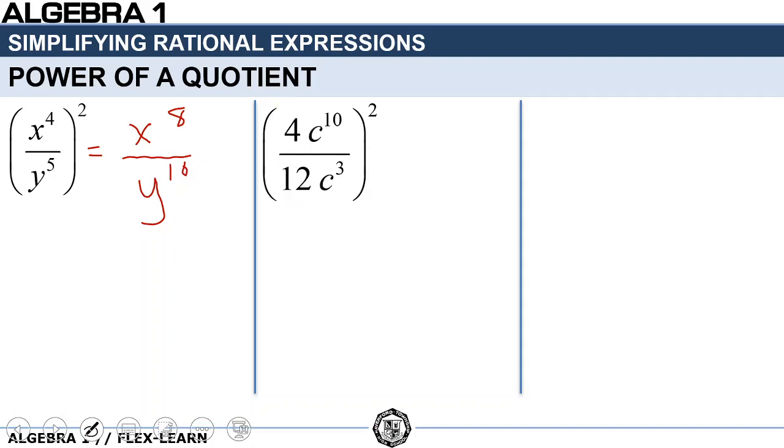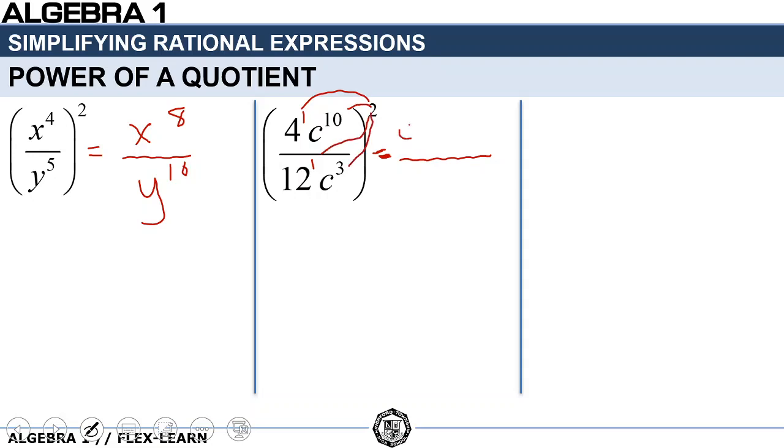Second example, 4c to the 10th divided by 12c to the 3rd, all of that raised to the 2nd. Holy moly, what do you do here? There's a lot going on in this one, and there are a couple of different ways you could handle it. The first way would be to recognize that this is like 4 to the first power, and that's like 12 to the first power. We're going to have to do the power of a product rule and the power of a quotient rule all at once. One way you could handle this would be to basically distribute the 2 to all the powers on the inside here.